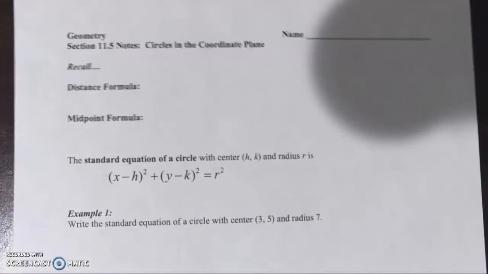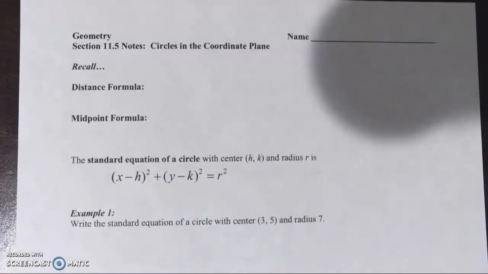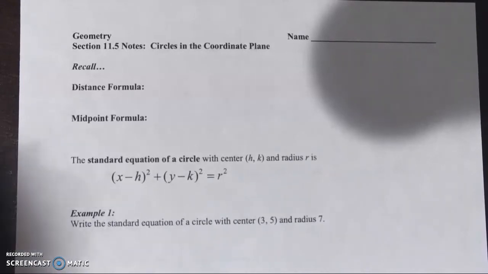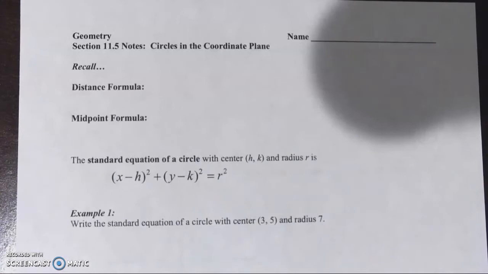Alright guys, for our final section of Chapter 11, we jump into circles on a coordinate plane. So we've spent the first part of this unit talking about angles and chords and tangents, and now we get into graphing a circle and the equation of what a circle would look like. Most of what you guys have been working with up until this point in geometry are lines on a coordinate plane, or even maybe some parabolas.